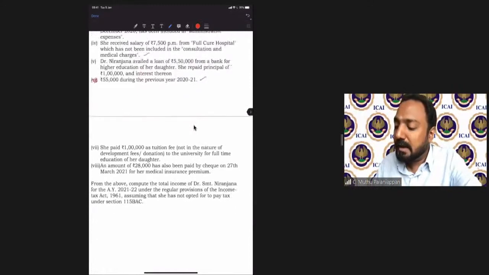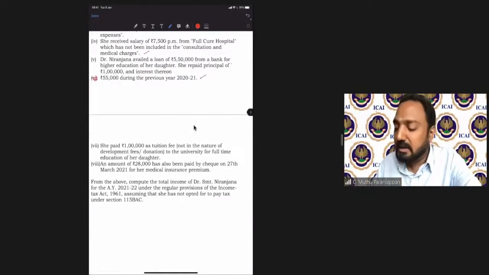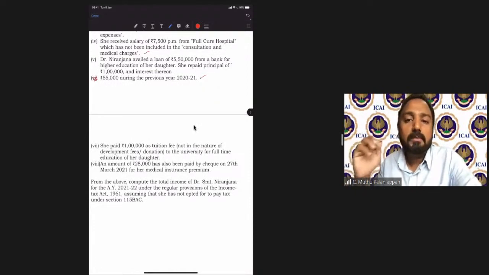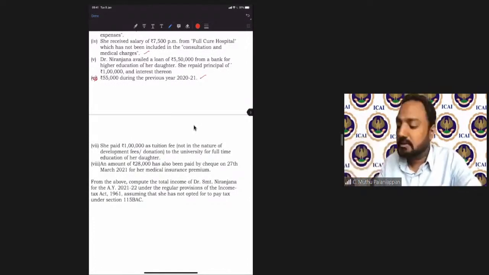Now she paid 1 lakh as tuition fee, not in the nature of development fees or donation. So which means it is tuition fees. It's clearly tuition fees to the university for full-time education of a daughter. So university, school, full-time is allowed with respect to it, for a daughter it is allowed. So this is also eligible for deduction under section 80C.